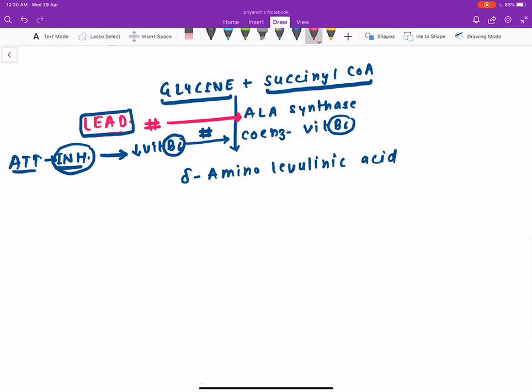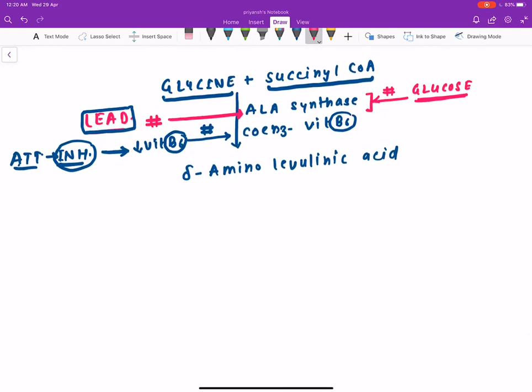There is one more inhibitor that we can add to this particular enzyme, that is glucose. Glucose also inhibits this reaction of ALA synthase. So there are three inhibitors that I have highlighted: ALA synthase is inhibited by lead, isoniazid, which is an ATT, and glucose. These are the three molecules which can inhibit this enzyme ALA synthase.